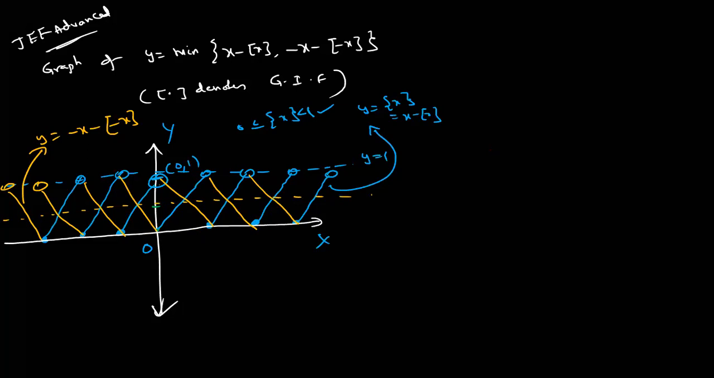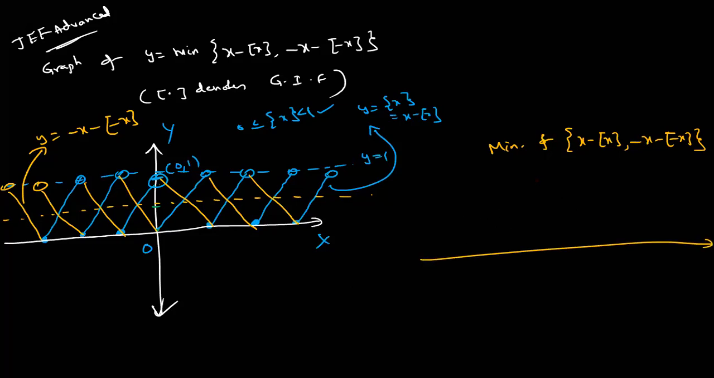See, what is the question they are asking? Minimum of x minus integral part of x and the other. So can you guess what the graph is coming? The intersecting part: these two are intersecting at y is equal to 1 by 2. So that means the graph is coming exactly like this. See.